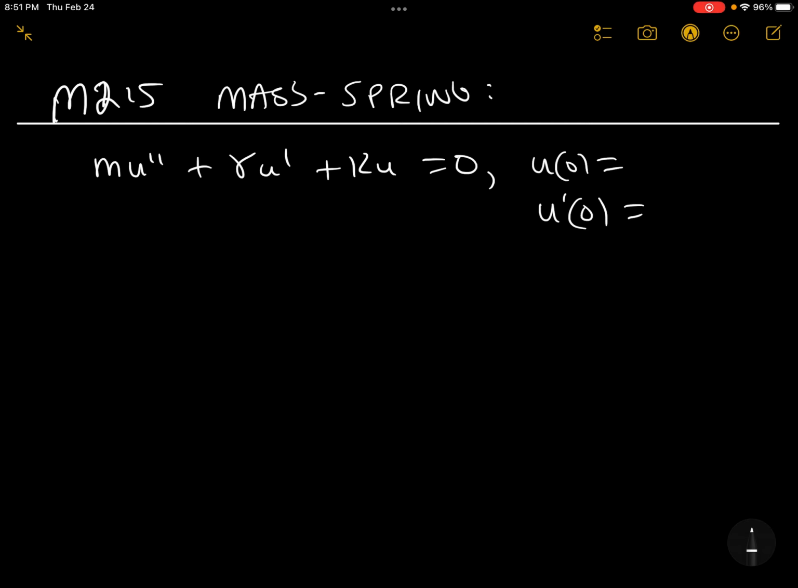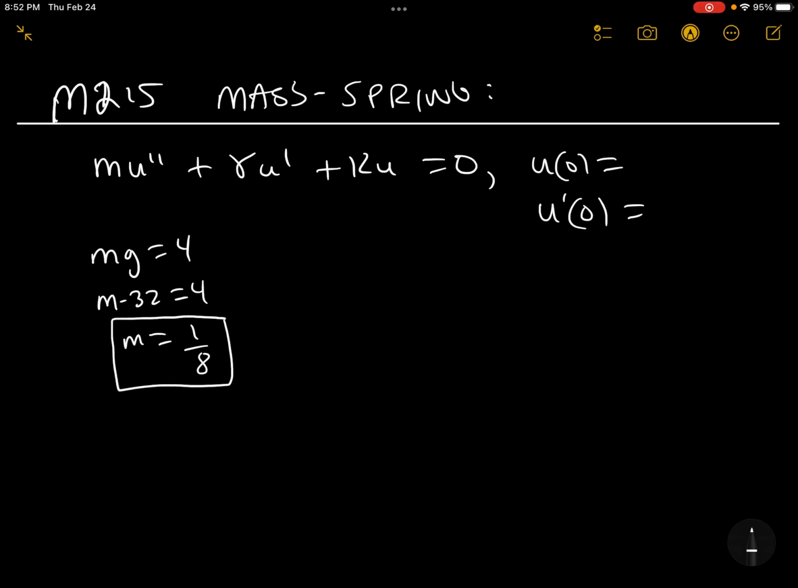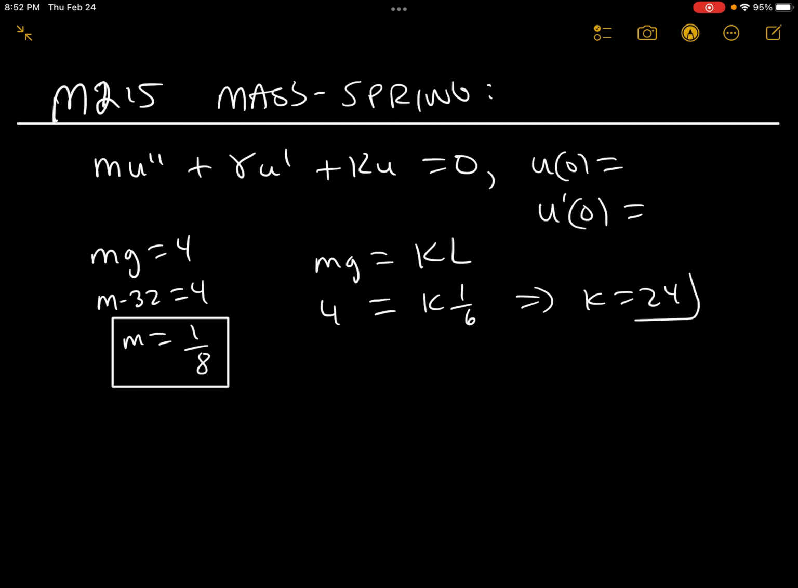So let's do that. The mass weighs 4 pounds, so mg equals 4. So m times 32 equals 4, so m equals 1/8. So there's m. And then we use this little formula to find K. So mg is 4, L is 2 inches, which is 1/6. So this says K equals 24.